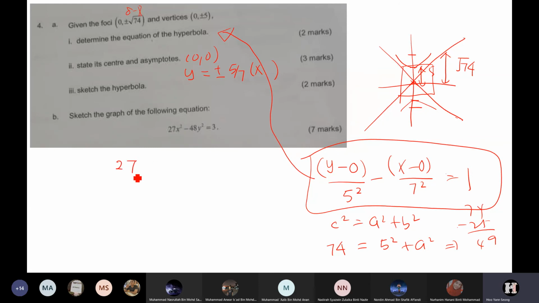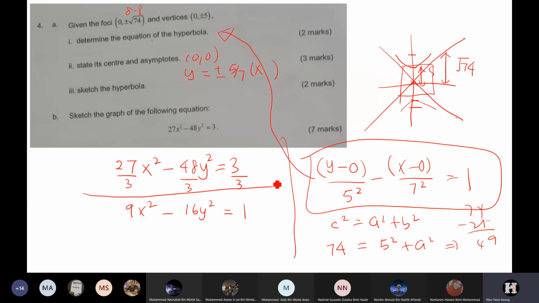Okay, so it's 27x squared minus 48y squared equals to 3. They ask you to sketch the graph of the following. Yang ni tahun itu, okay, maybe it's my fault also. One thing that I always mention, the right hand side must equal to 1. So what we do is we divide it by 3. So I have 9x squared minus 16y squared equals to 1.